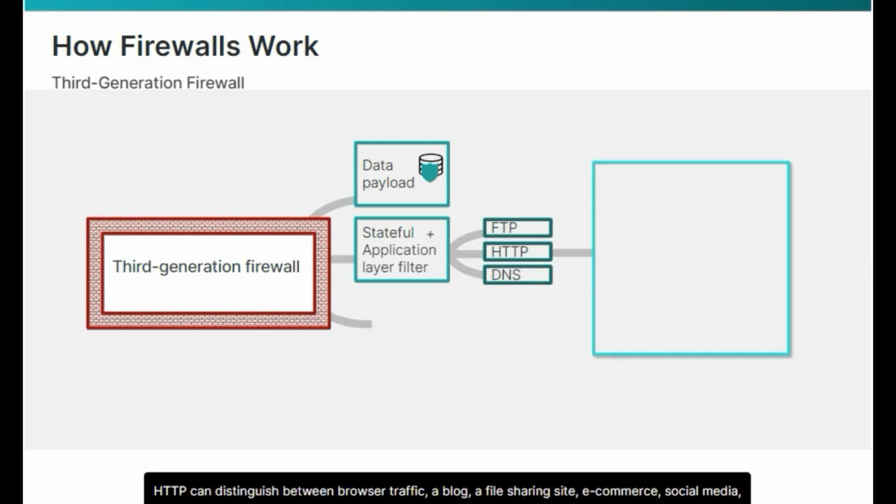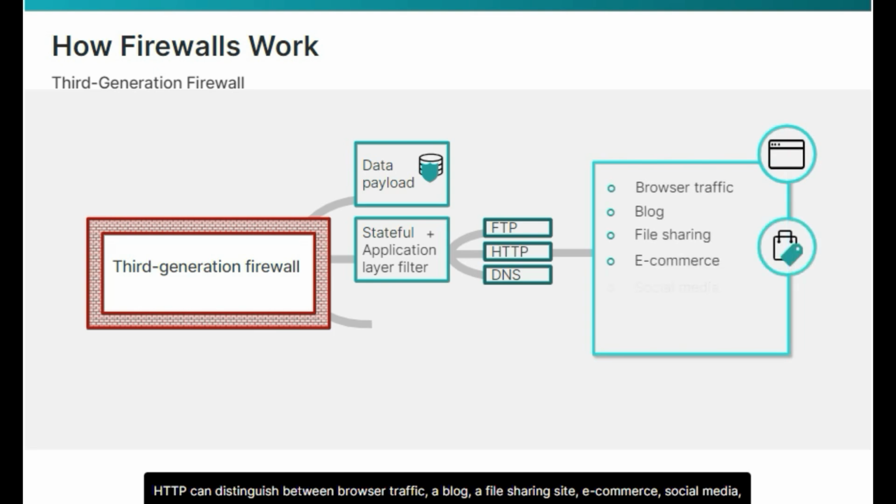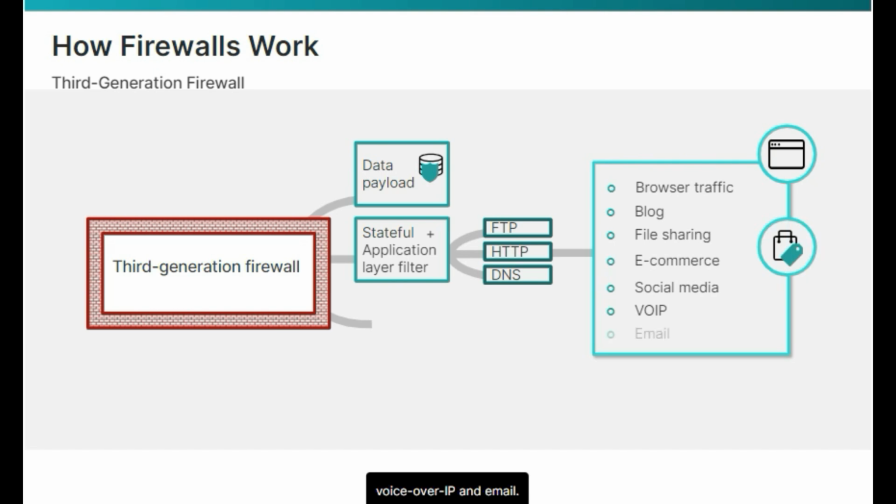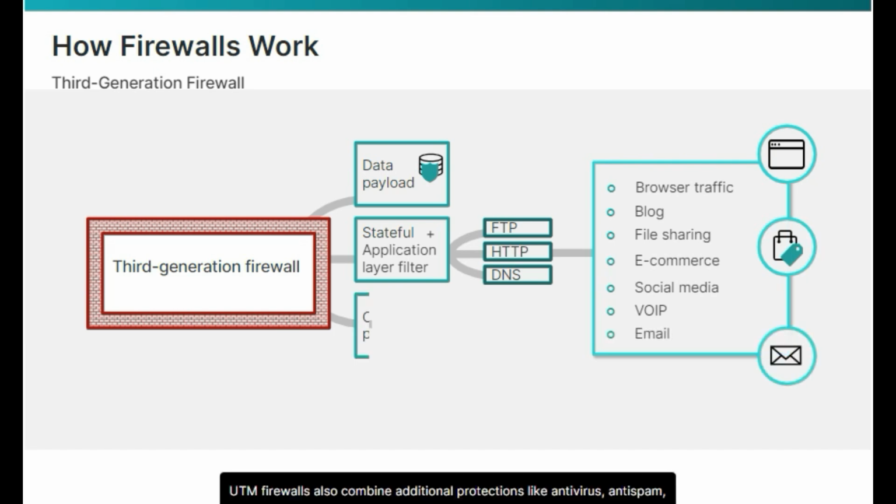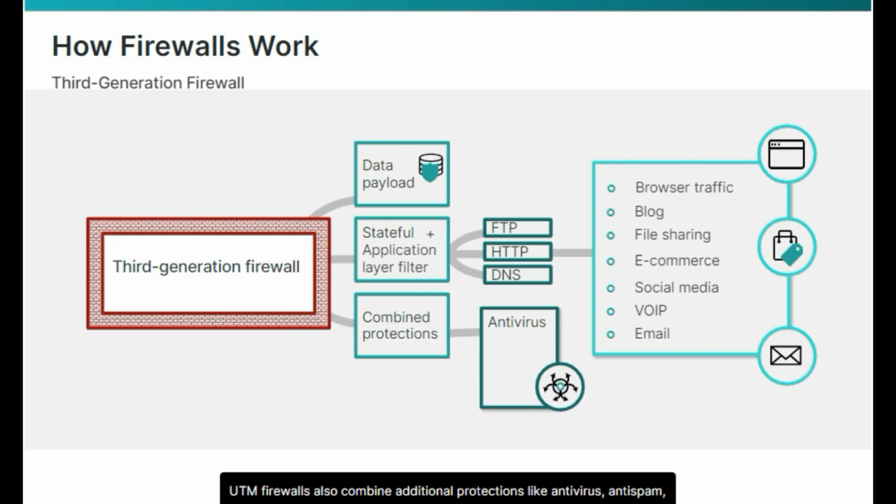HTTP can distinguish between browser traffic, a blog, a file sharing site, e-commerce, social media, voice over IP, and email. UTM firewalls also combine additional protections like antivirus, anti-spam, an intrusion prevention system, IPS, and a virtual private network, VPN.